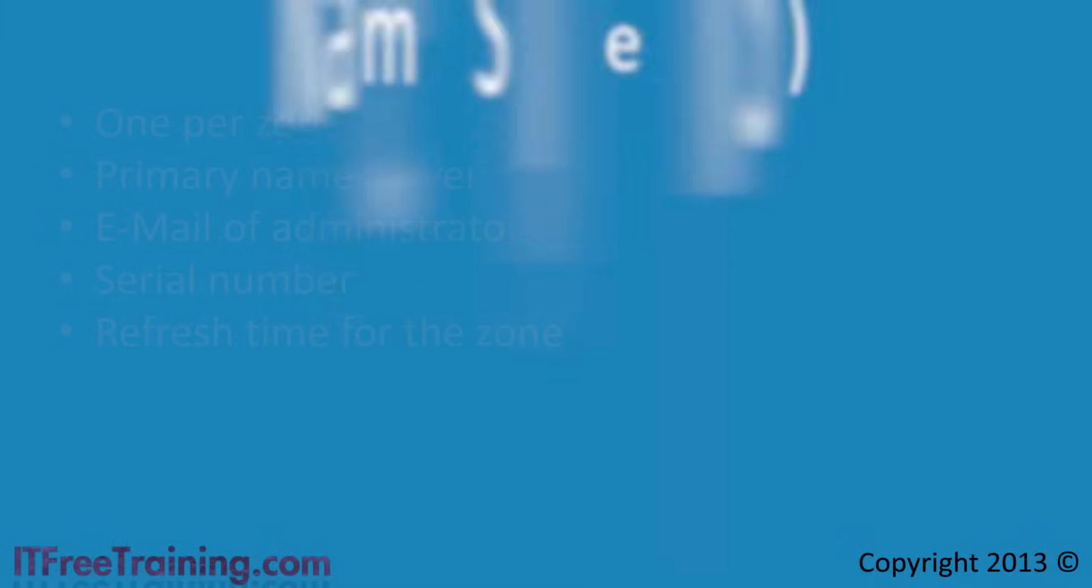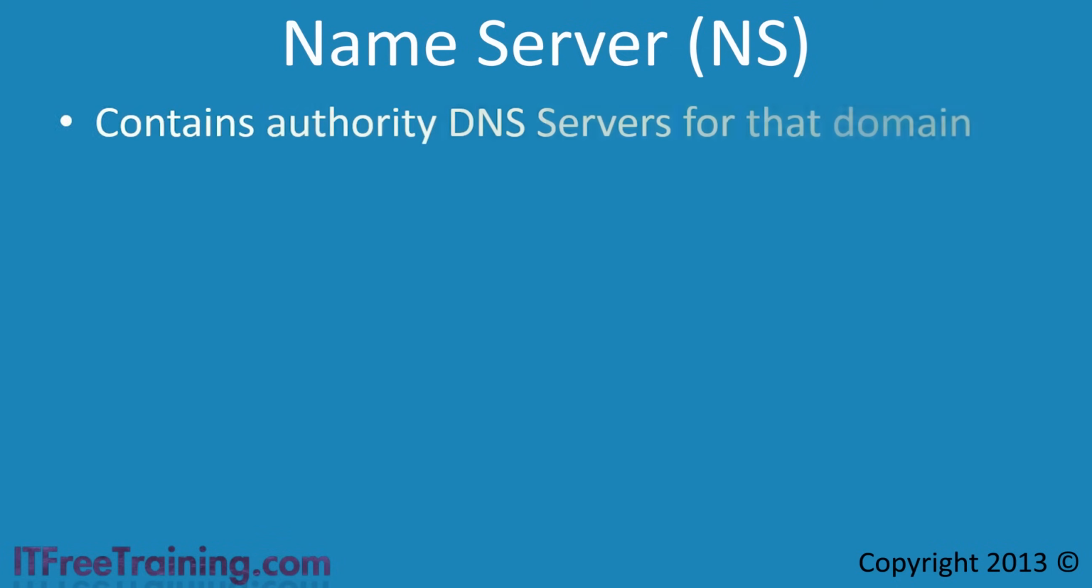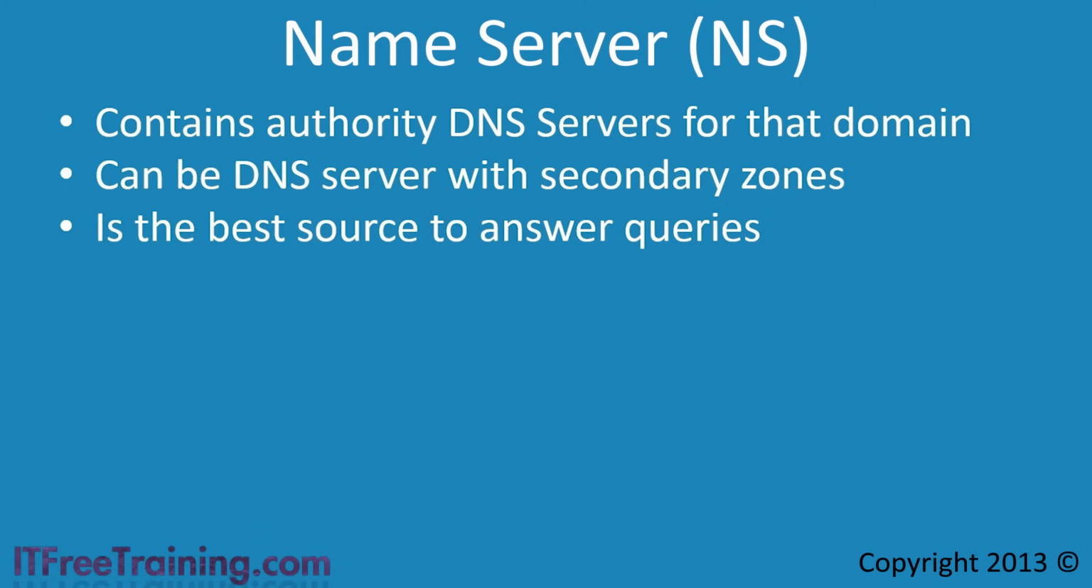The next record type is name server, or NS. These records contain the authority DNS server for that DNS name. This can be a DNS server that has a secondary zone. Even though the secondary zone is considered a copy, it is still considered to be an authority for that zone. Name servers are considered to be the best source of answers for queries for that zone, or in other words, contain the source data or data copied from the source. To put it another way, name servers do not contain cached data for that zone.